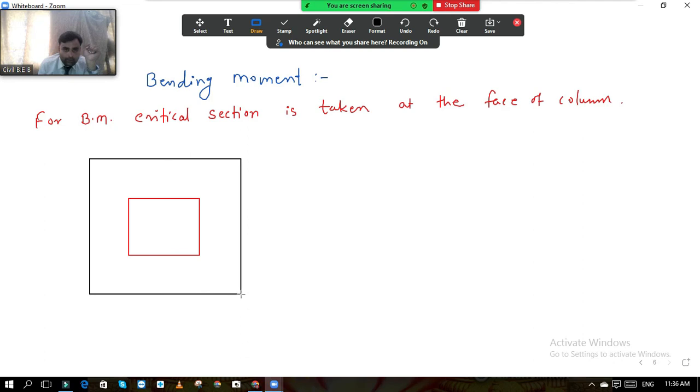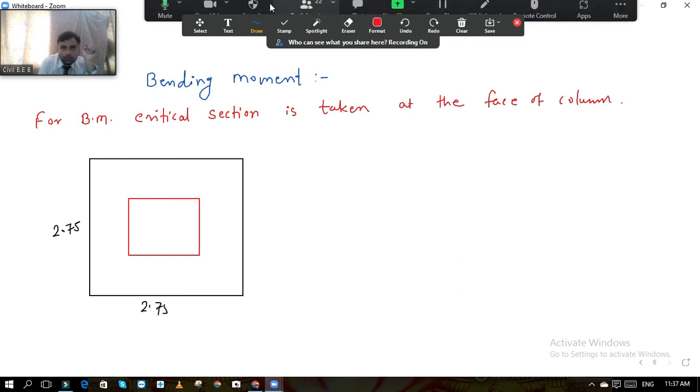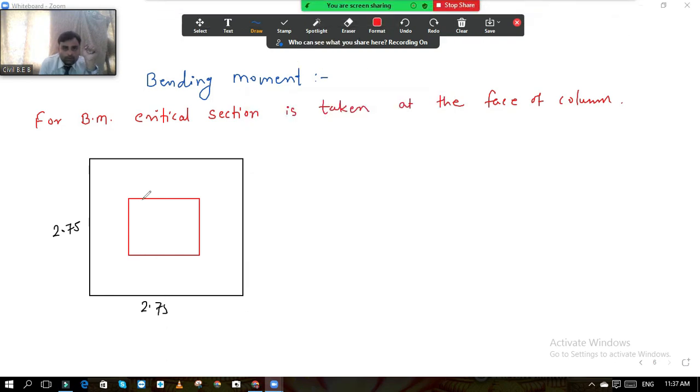This is our footing. So you know all the dimensions. This is 2.75 meter. This is also 2.75 meter. Then this column is 0.5 meter, and this is also 0.5 meter. 500 mm means 0.5 meter. Okay, so these things are known to us.